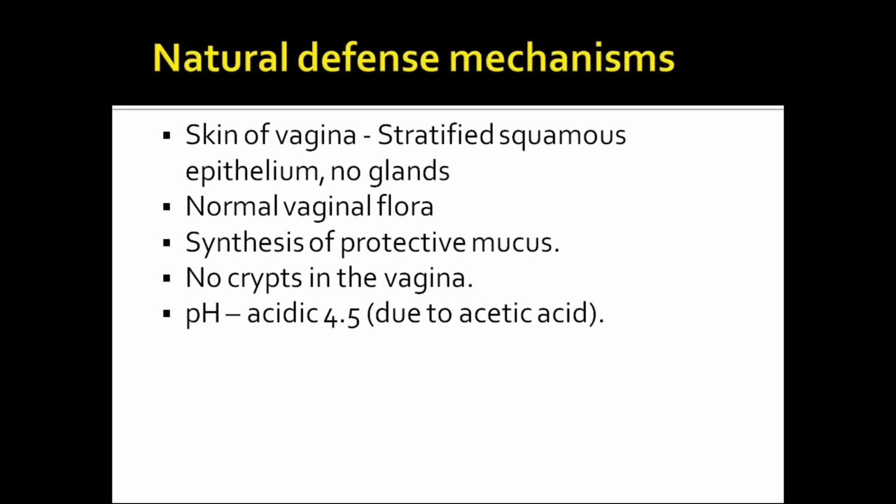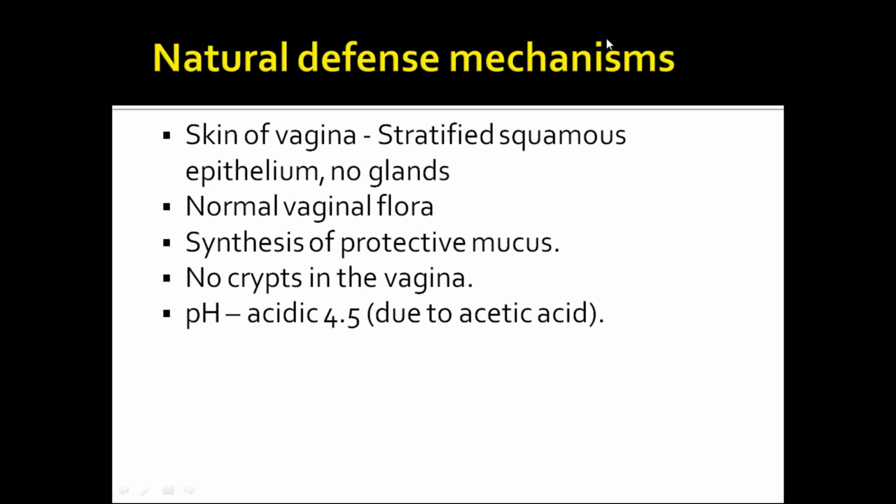Today I'm going to discuss benign diseases of the vagina. But before that, you have to know the normal natural defense mechanisms in the vagina, so the normal biology of the vagina. Usually the vagina is the most common site for benign lesions like infections and ulcerations. Malignancies are very rare. So why? What is the defense mechanism in the vagina?